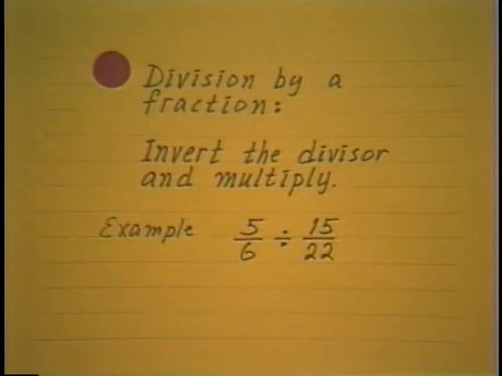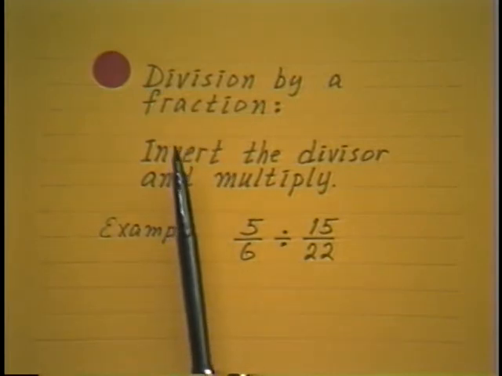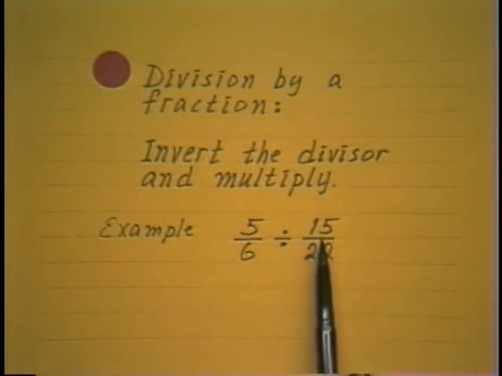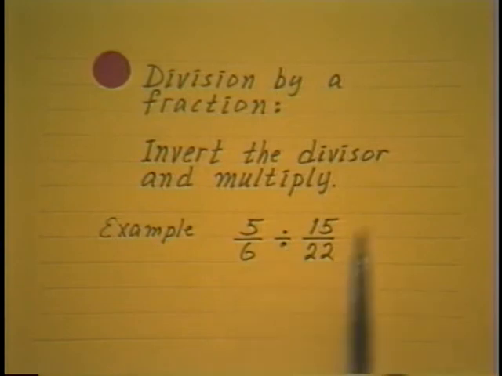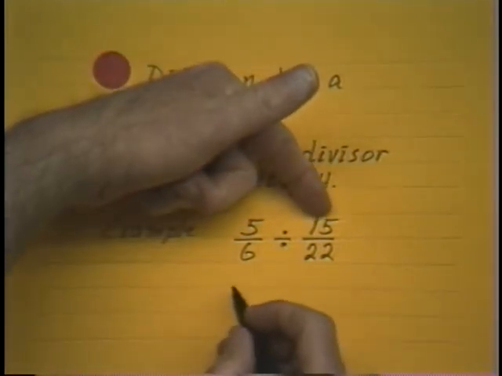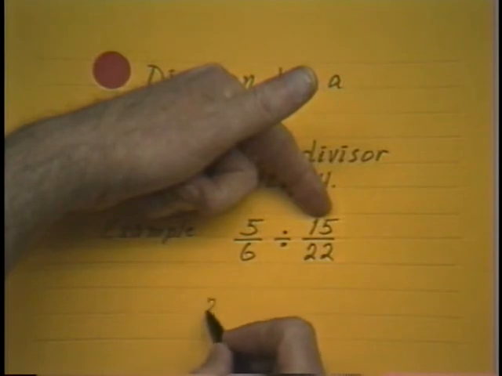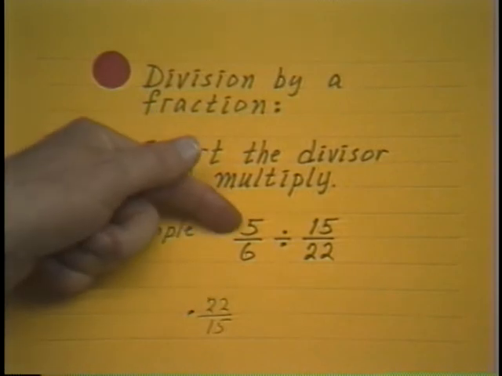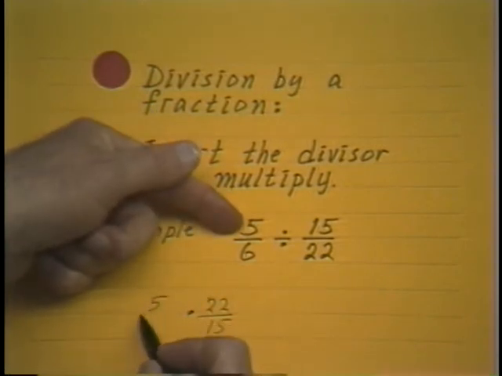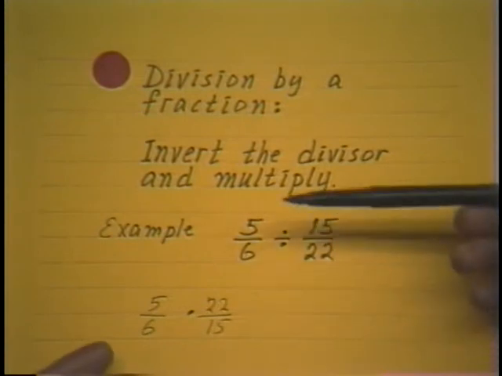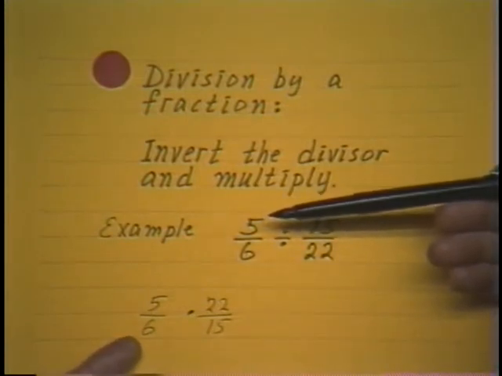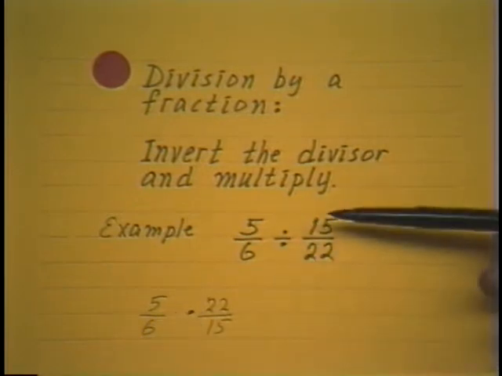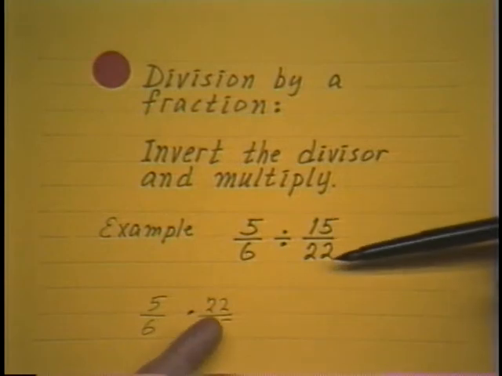Now we're ready for division of fractions, and it's simply this. Invert the divisor and multiply. The divisor is always the fraction which follows the division. So it says to invert the divisor. That's 22/15. And then multiply, which told me in effect to leave this alone. Now let's restate that. Leave the first number alone. You could say change the division to multiplication and use the reciprocal of the divisor.